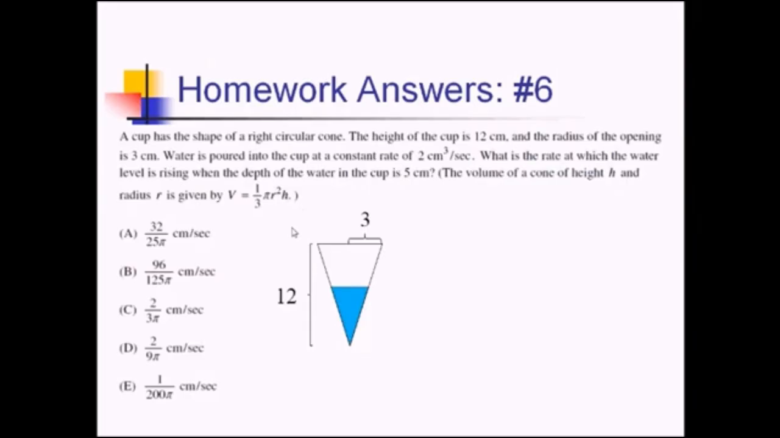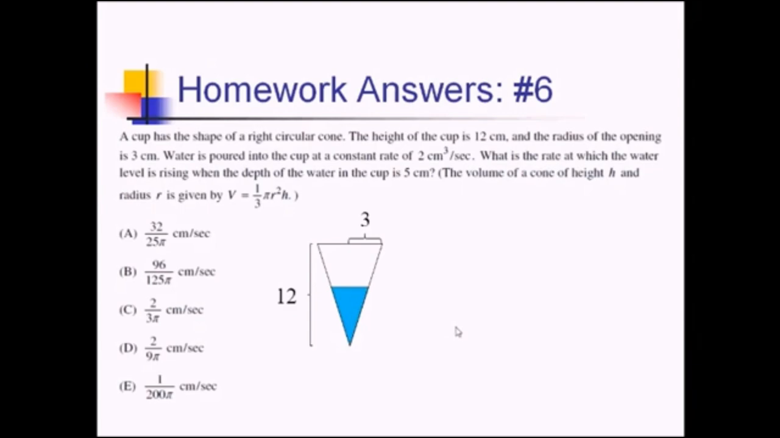So to make my life a little easier, since I'm looking for dh over dt, the rate of change of the height, I want to see if there's a way to express these r's as h's and just have only one variable on the right side. How can I relate r and h together? The key on this is realizing that you've got two similar triangles here. So we know that the height of the water level and the radius of the water level, because these triangles are similar, will have the same proportions as the height and the radius of the cup itself. It's being forced into this proportional shape.